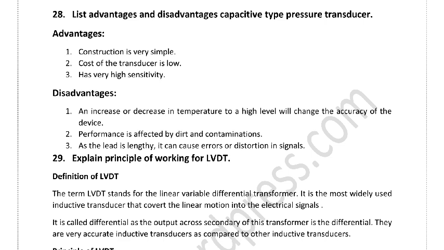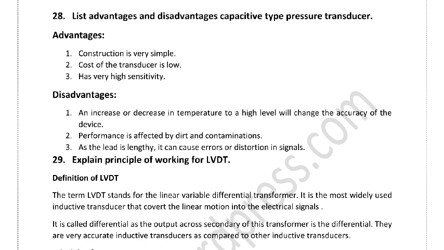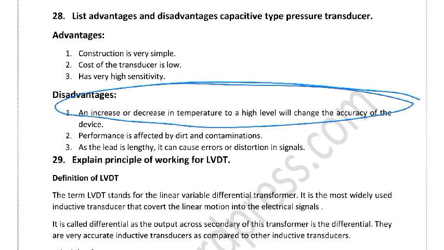Increasing or decreasing the temperature to a high level will change the accuracy. Why does this happen? Because a change in temperature changes the resistance or capacitance. Generally when resistance changes, the reading will change.